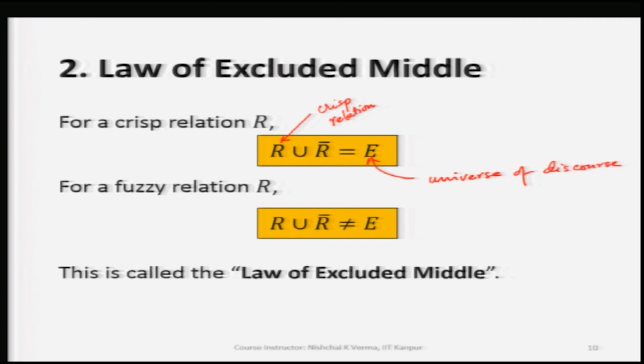So, this is true for the crisp relation. Now, when we take R as a fuzzy relation, if we take the union of capital R and its complement, this is not going to be equal to the universe of discourse. This is called the law of excluded middle. Let us quickly understand this by taking an example.